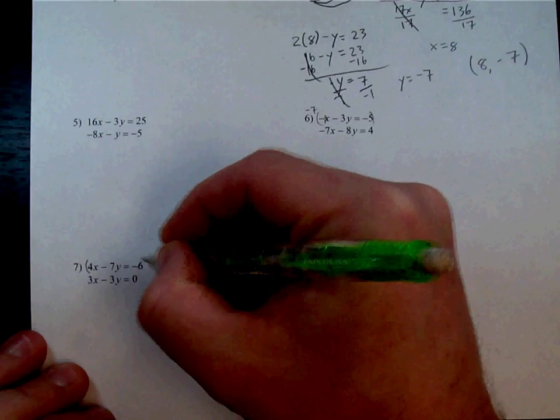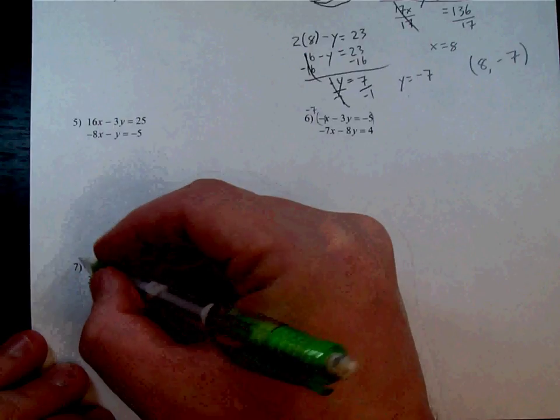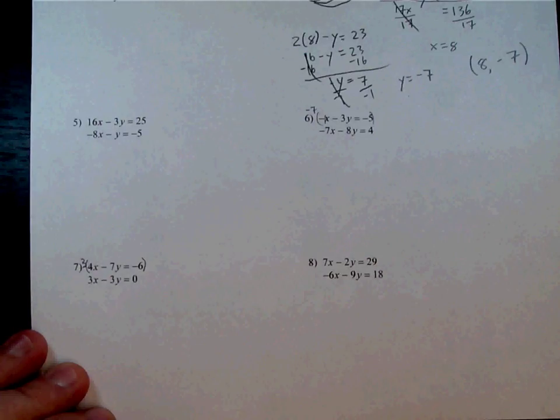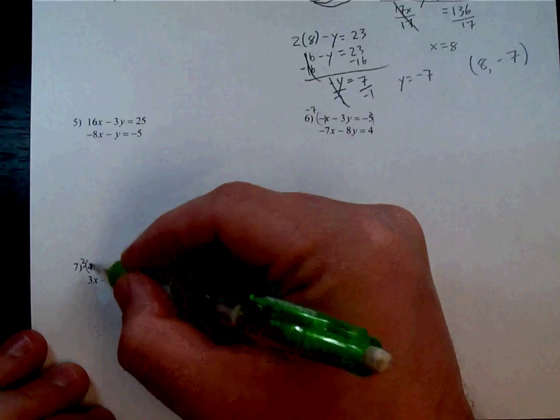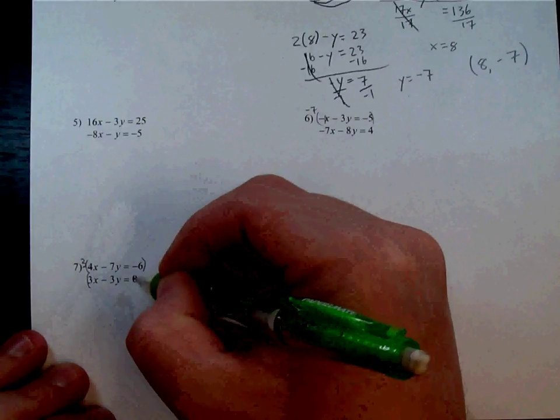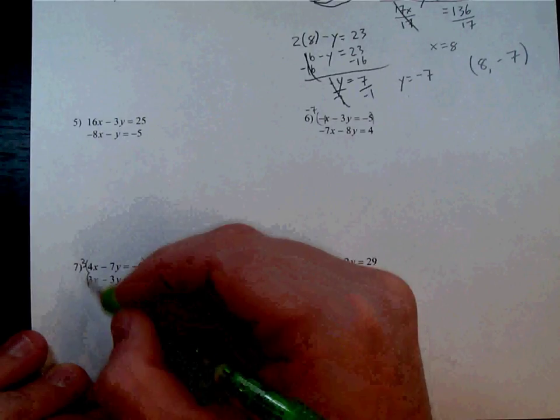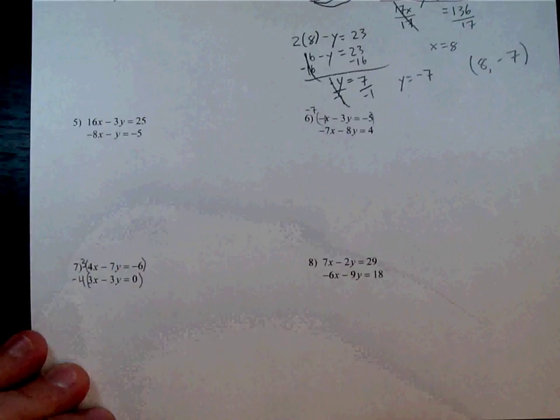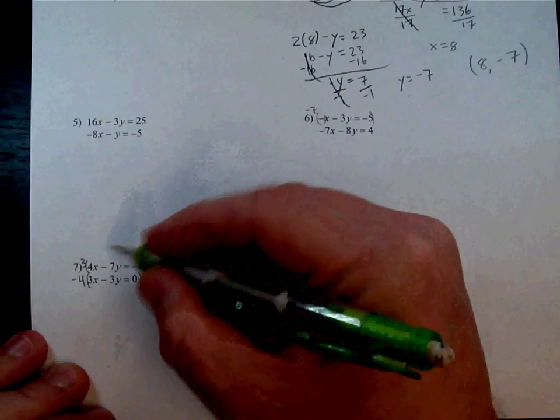Let's say I decide to make the x's 12s. So I'm going to multiply the first one by 3. That will give me a positive 12x. If that's going to make a positive 12x, I need a negative 12x down here. So I'd have to multiply by negative 4. Let's do those distributing problems.